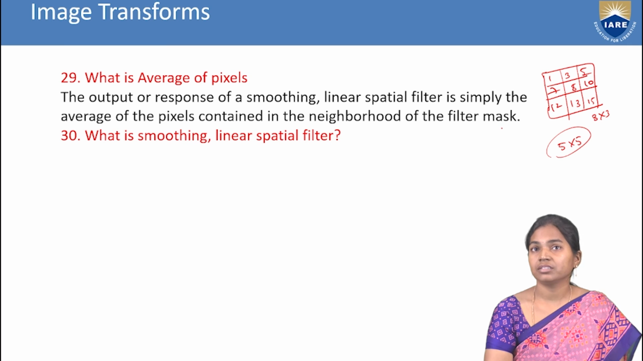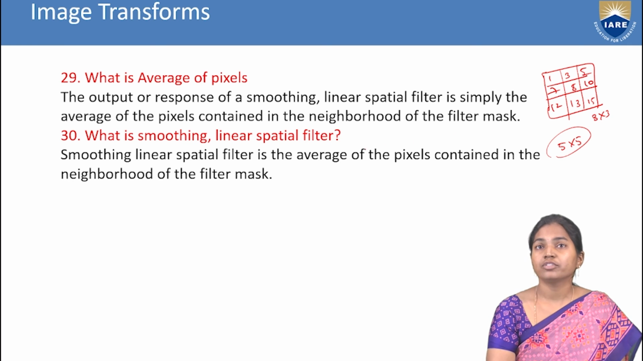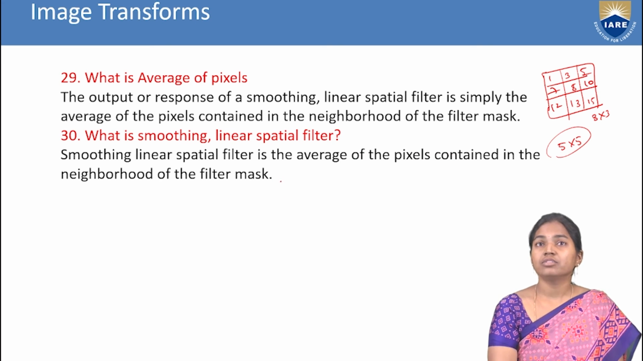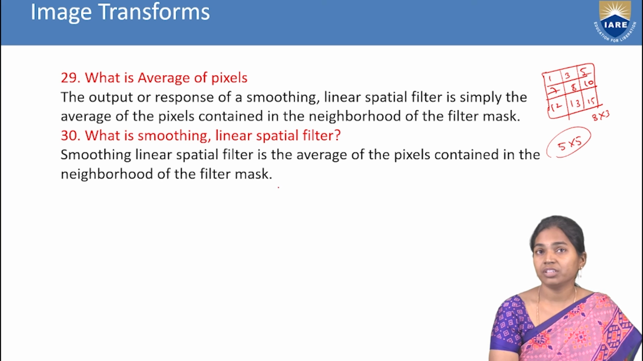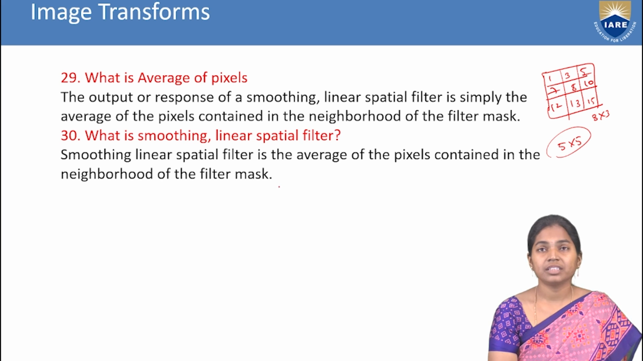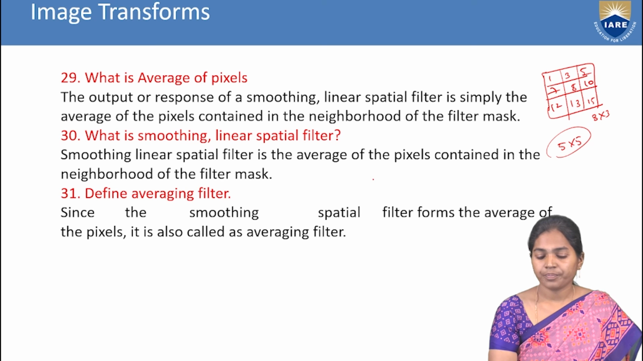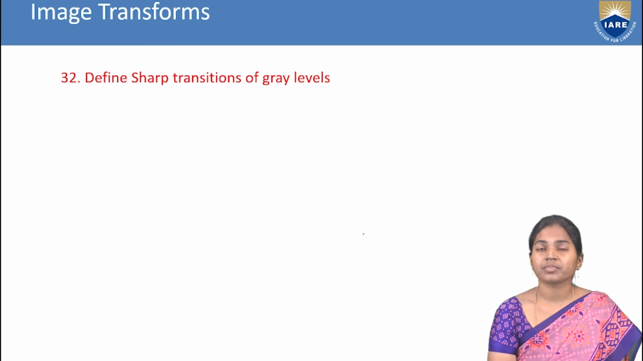And what are smoothing linear spatial filters? Smoothing linear spatial filters give the average of the pixels contained in the neighborhood of the filter mask. Here the average filter, smoothing filter and low pass filter are all similar. With a smoothing filter, low pass filter or average filter, the output image is smooth but not clear. Smoothing the spatial filter from the average of the pixels is called the averaging filter.